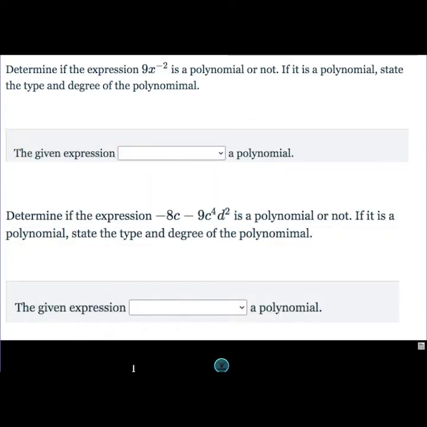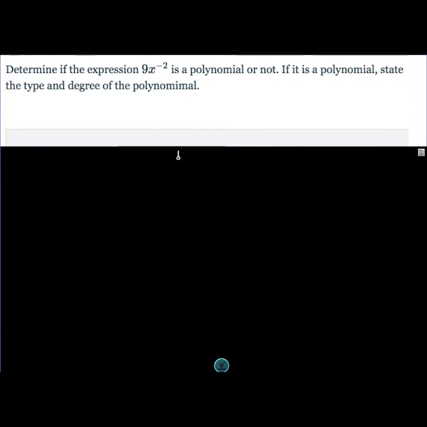So two examples I want us to look at. Let's grab this here. First example, and both are going to have the same directions. Basically say, hey, is this a polynomial? If it is, great. State the type and the degree. If not, just say it's not.